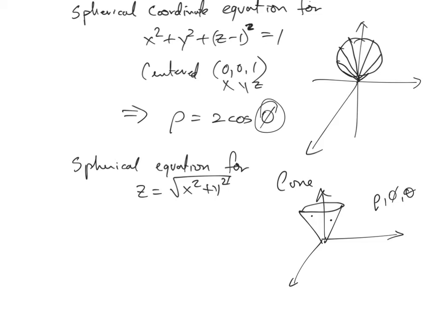But phi is the same for every point on this cone, because phi is the angle from the positive z-axis down. And that angle is the same no matter where I am on that cone. So it stands to reason that the equation here is going to be phi equal to something, some number. Okay? What do you think that angle is? What is that angle phi?